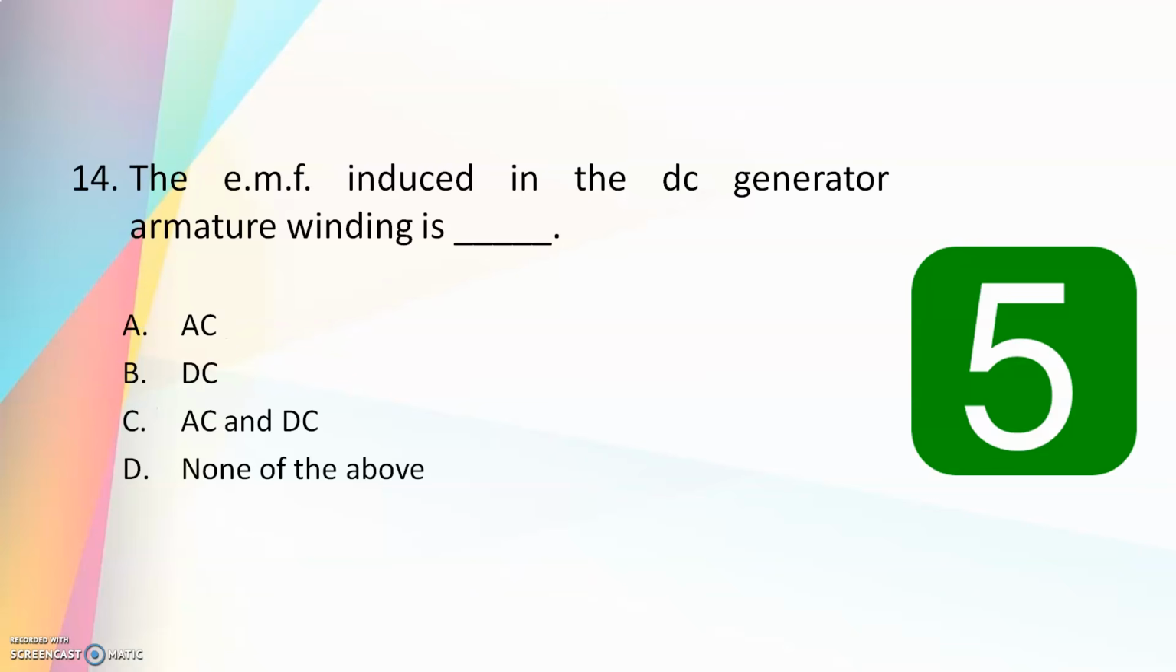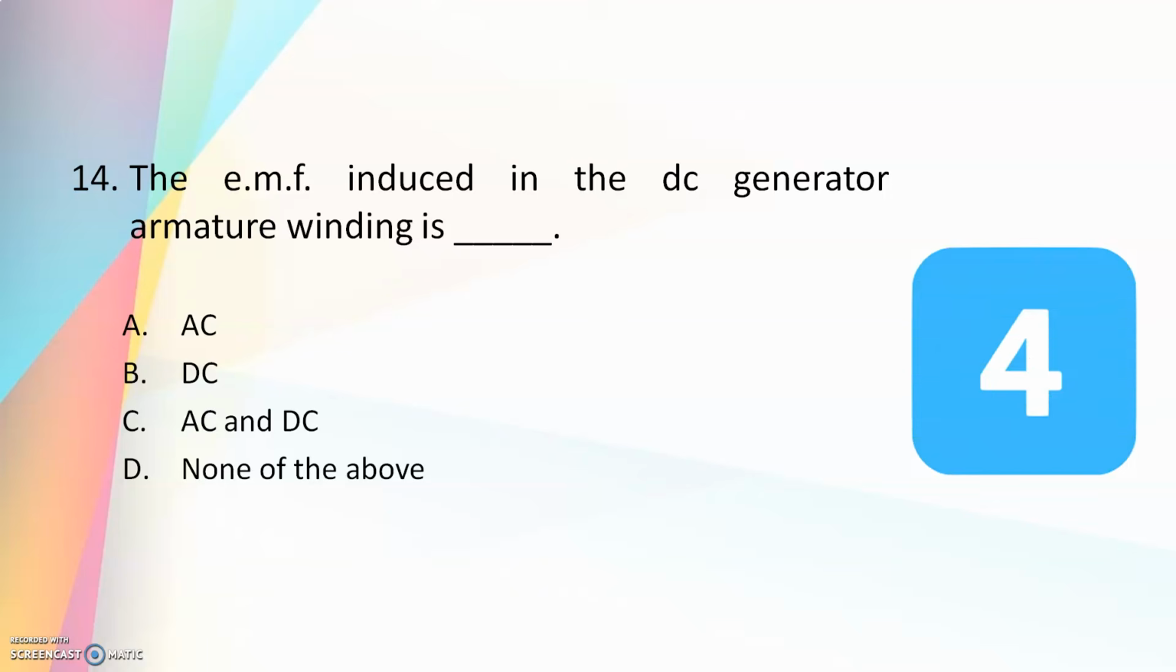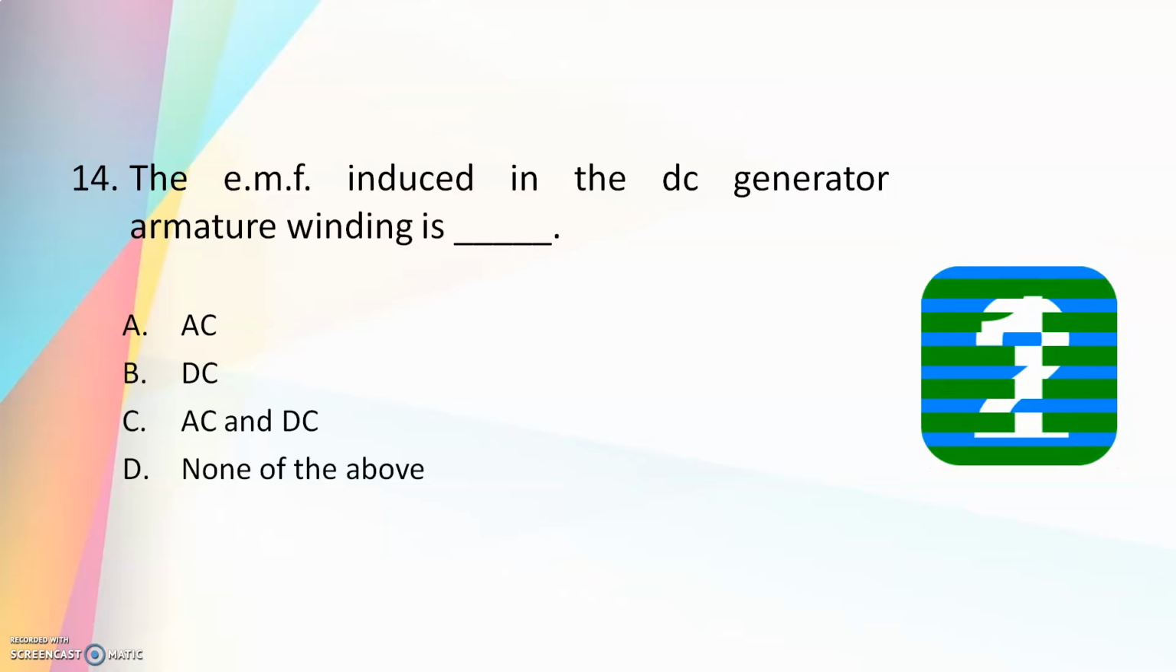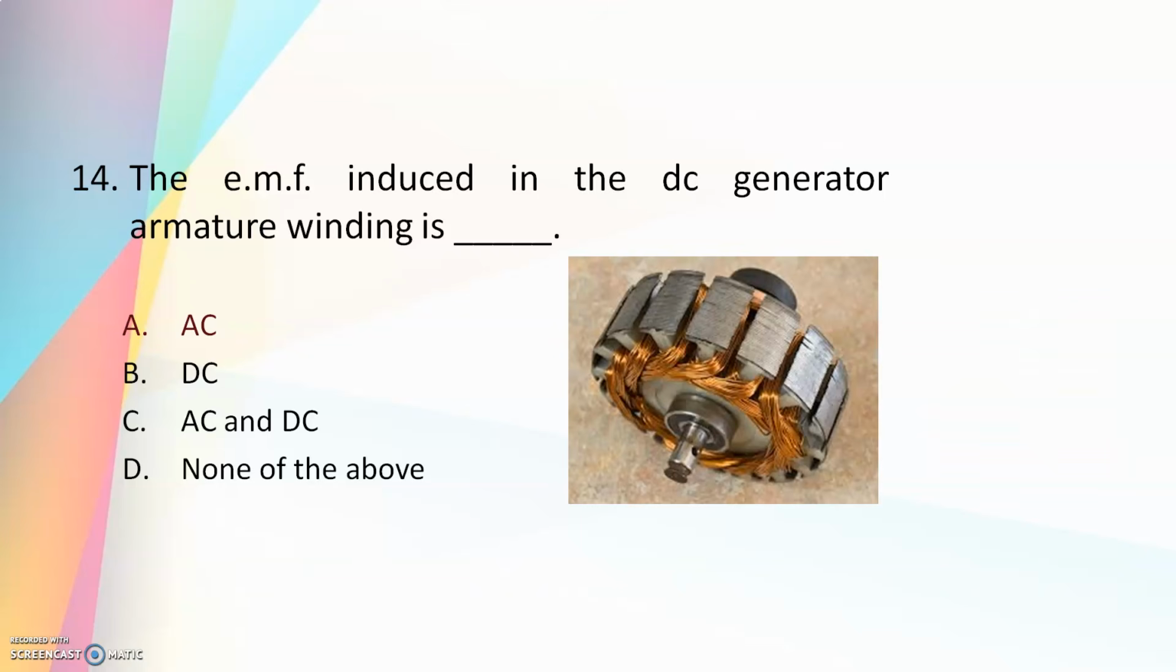The EMF induced in the DC generator armature winding is AC, DC, AC and DC, or none of the above. Yes, the answer is obviously AC. The EMF induced in DC generator armature winding is AC, but we need DC current from DC generator. So to convert AC current to DC current, a mechanical rectifier called a commutator is used. So by using commutator, we are converting this generator AC into DC, and it is also known as the mechanical rectifier. Please note that.